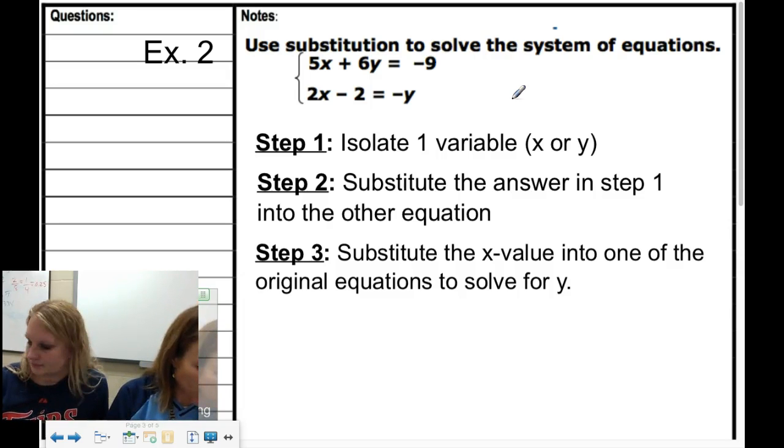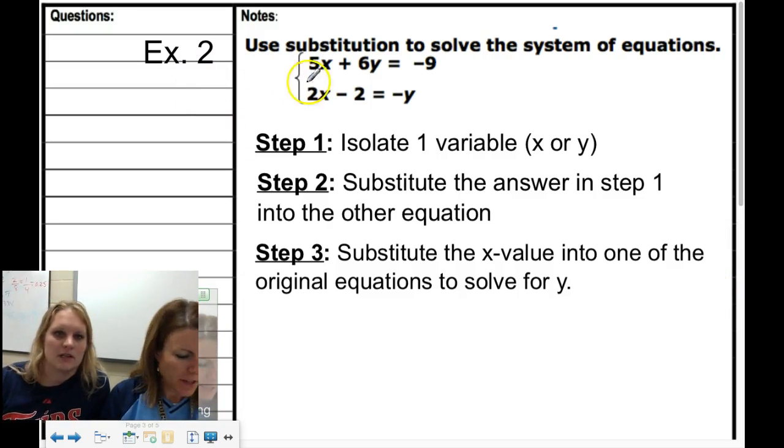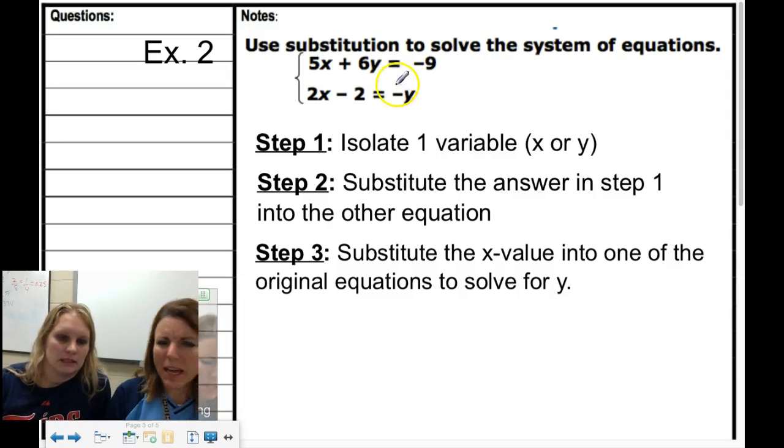So example 2. This one's a little tricky. Yeah, we need to go through this. So let's start with step 1. We want to isolate. Which one do you think's easier?